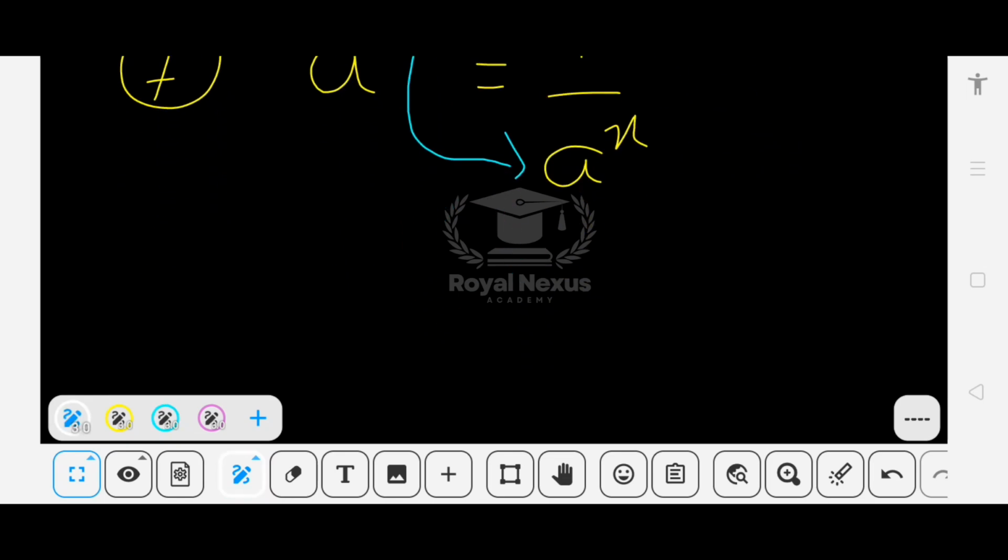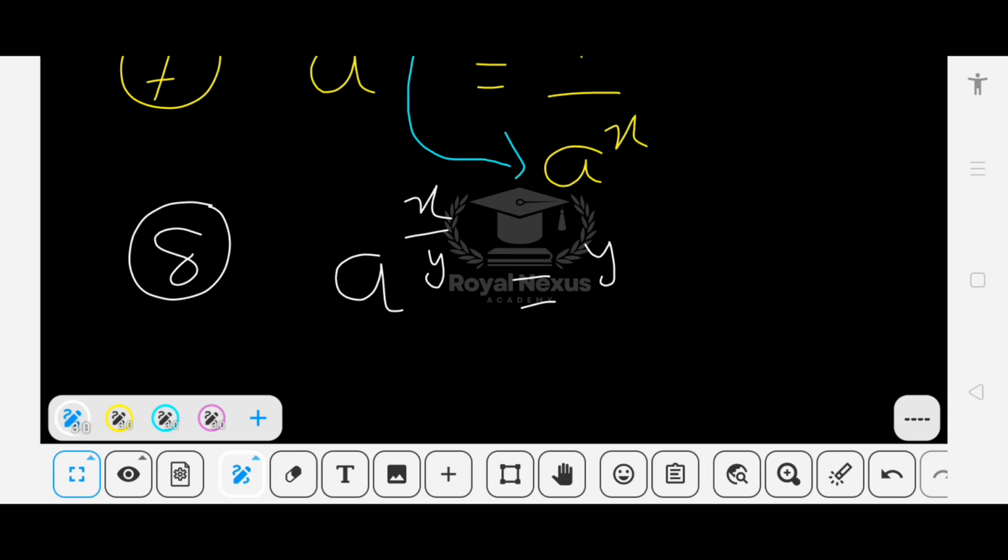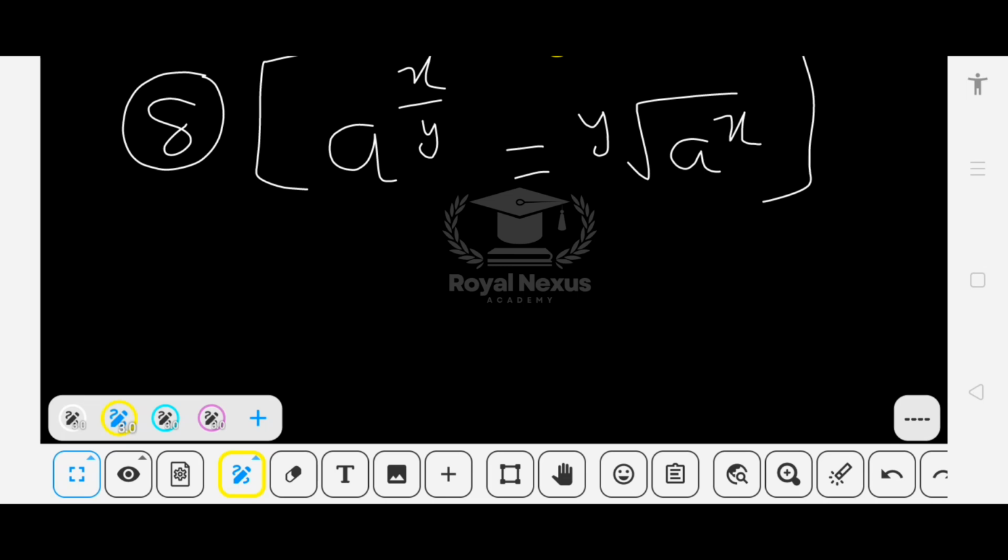Now the last rule of power states that when a is raised to the power x over y, it will be the y-th root of a raised to the power x. So this is somewhat tricky. Let me explain this rule with a quick example. The example is 2 raised to the power 4 upon 2.